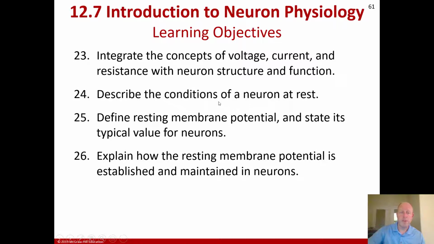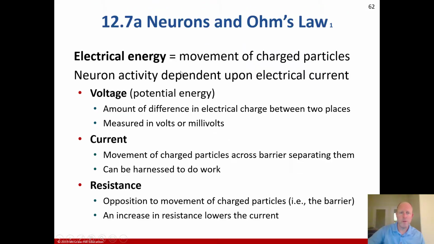So for section 7, with the introduction of neuron physiology now, you should be able to integrate the concepts of voltage, current, and resistance with neuron structure and function, describe the conditions of a neuron at rest, define resting membrane potential and state its typical value for neurons, and explain how the resting membrane potential is established and maintained in neurons. So when we're talking about neurons and Ohm's law, electrical energy is just the movement of charged particles. Neuron activity is dependent upon electrical current.